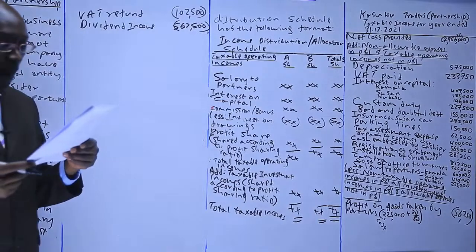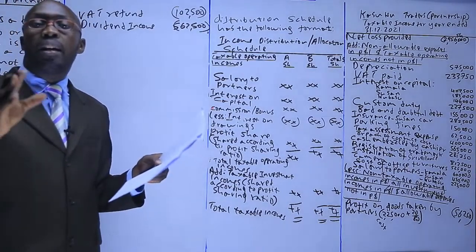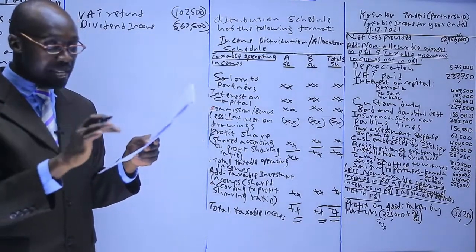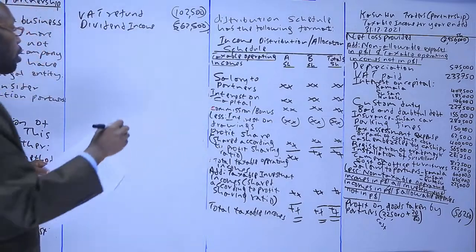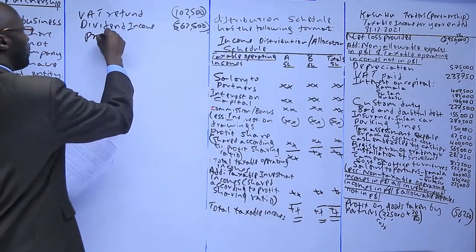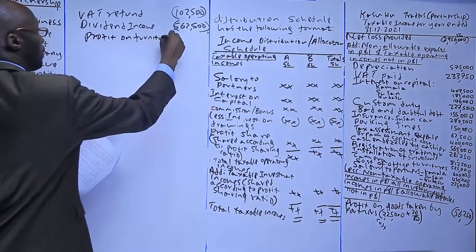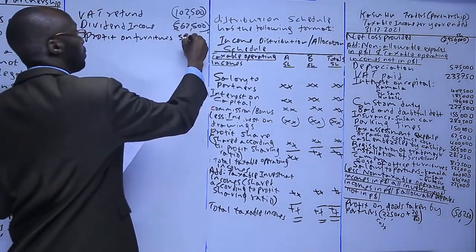Then profit on disposal of furniture. If you remember, we said income from selling fixed assets we don't tax. So it had been included in the income statement, it increased the net profit, it is not taxable. So profit on furniture, which we have 591,000.